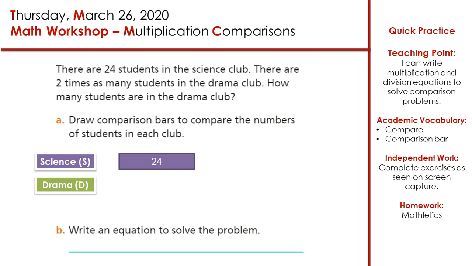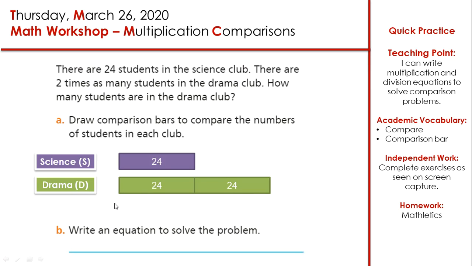But they're telling me that there are 2 times as many students in the drama club. So that means that if I double up this 24, I will know how many I have in the drama club. So right there, I have the first 24, and then I doubled up that amount, and then I have 24 and 24, 2 groups of 24 actually. So that would add up to 48.